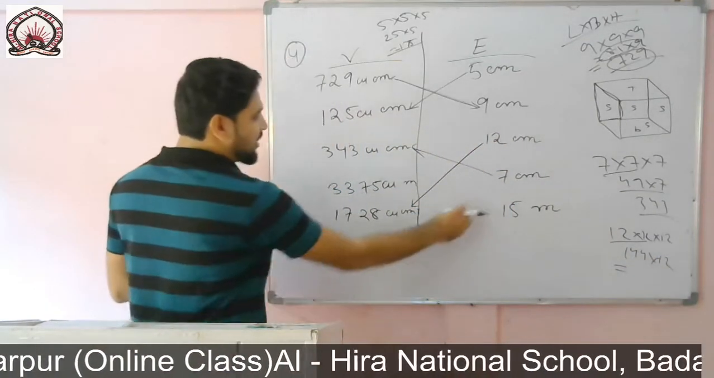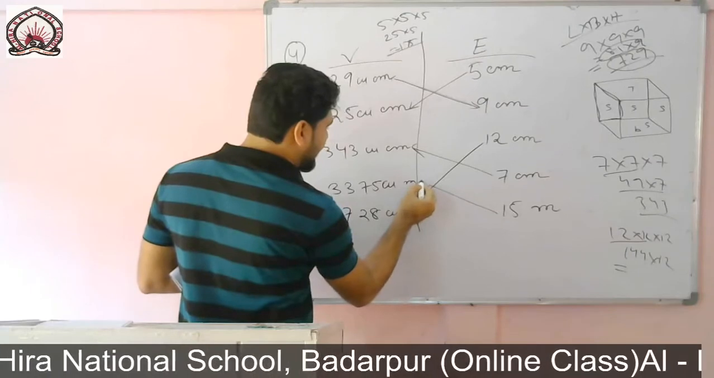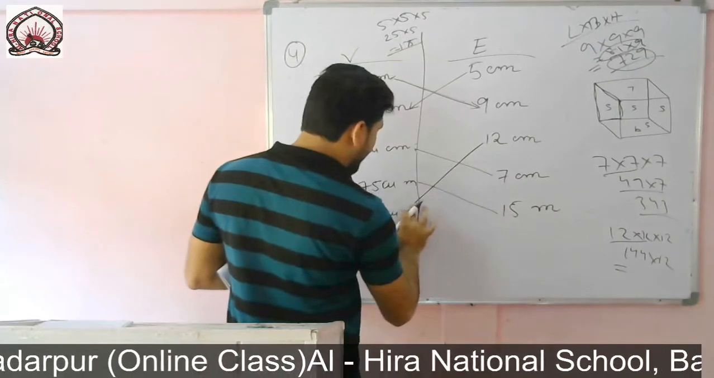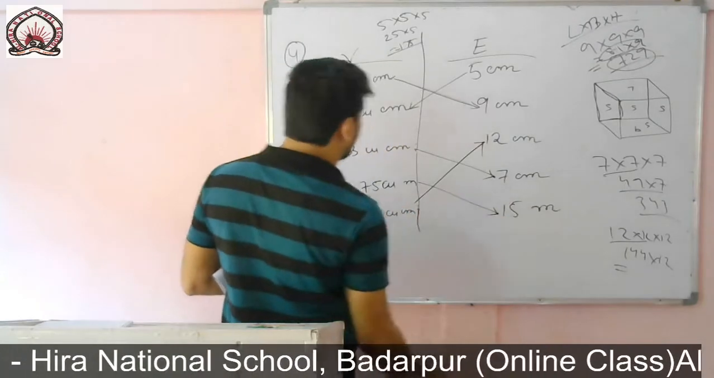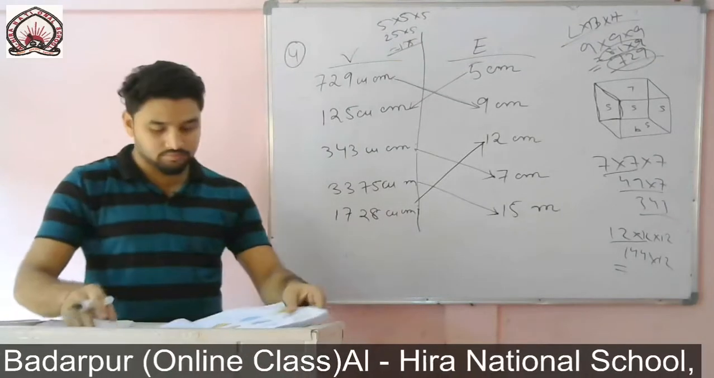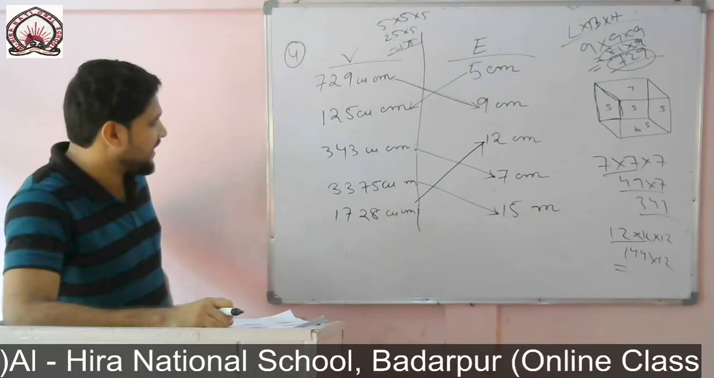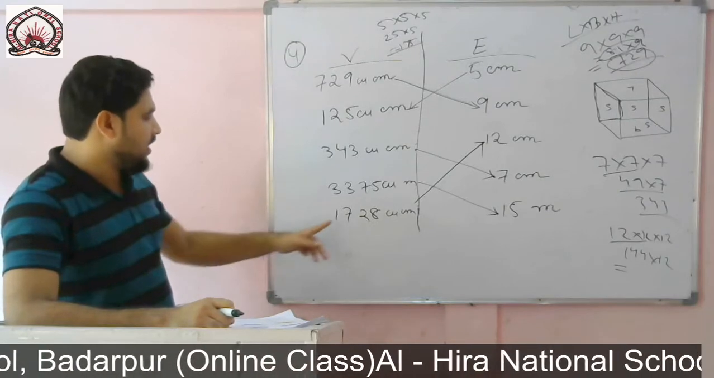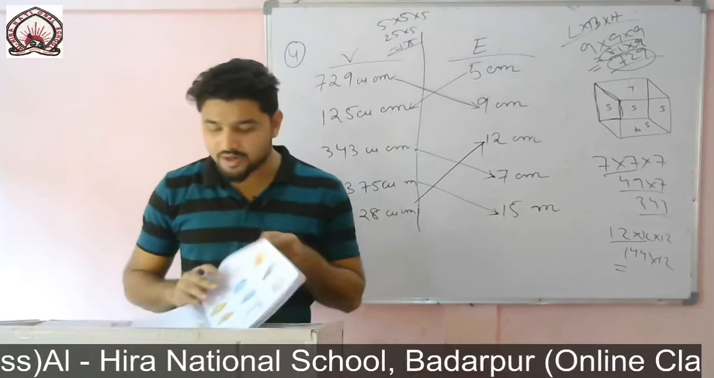Okay, then the last one it will be this one. 15 into 15 into 15, you will get this one. Okay, so you give arrow from that side. Okay, so that is the answer. 729 to 9, 125 to 5, 343 to 7, 1728 to 12, and 3375 to 15. Okay, now come to question number 5.